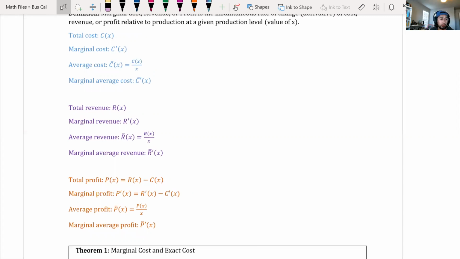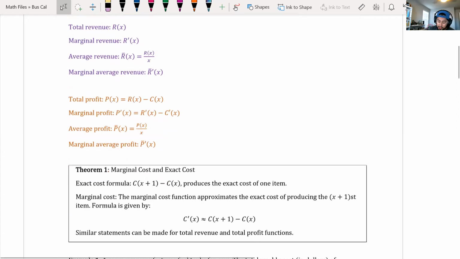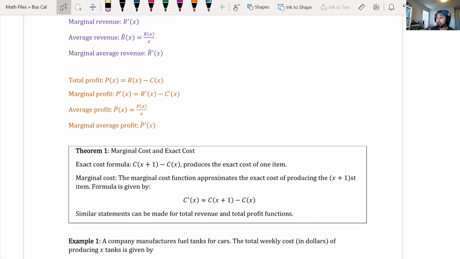Okay. If you just jumped in, here is the file again that we're going over. Marginal analysis. There you go, in the chat. Okay. So again, marginal just means derivative.